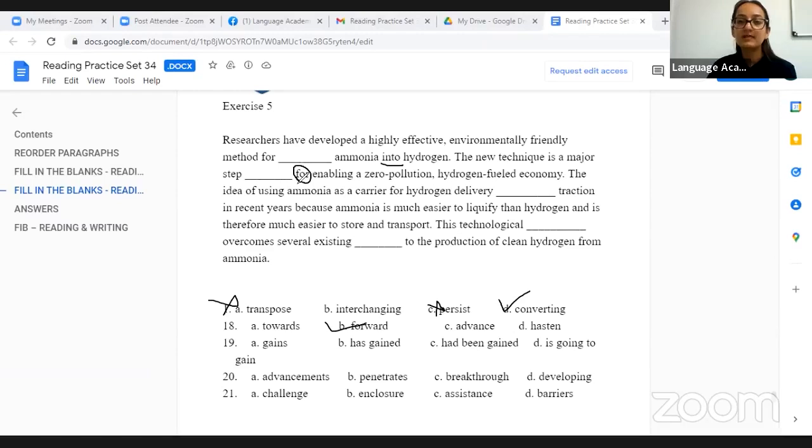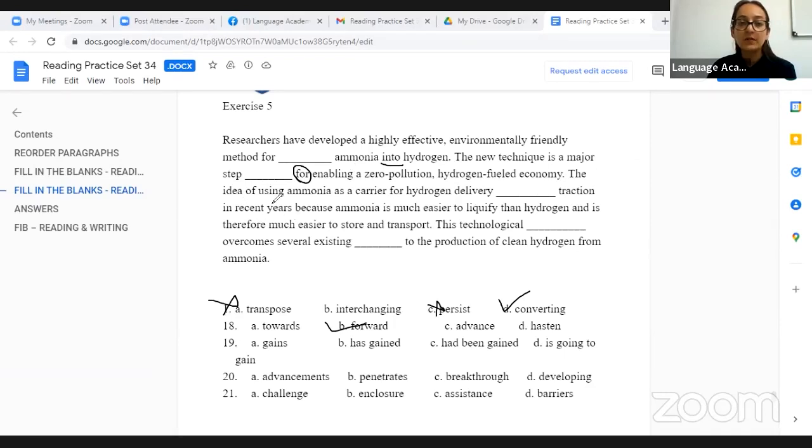After you fill your blanks, it is very important to read the complete sentence from full stop till full stop. Otherwise, you will never realize your mistakes. Now read this: the new technique is a major step towards for enabling. So either towards can come or for can come. Both of them cannot come together.